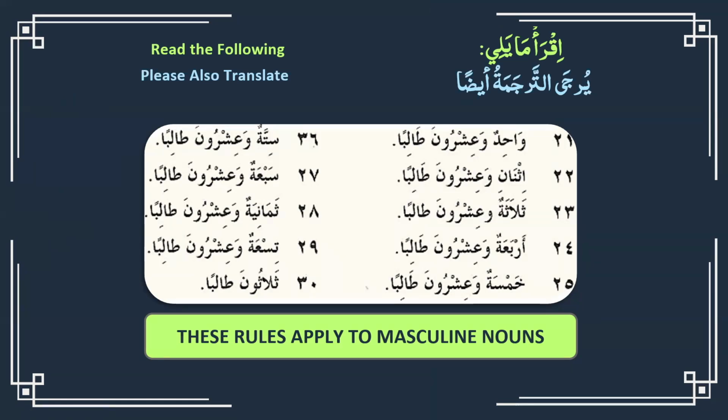It's nothing difficult. Wahidun wa Ishruna Taliban, 21 students. Is it male students or female students? A male student. Very good. Everything I think is written on the right side. Isnanu wa Ishruna Taliban, 22 students. Salasatun wa Ishruna Taliban, 23 students. Just read them because I want you to read it. Read the whole word because it will help you memorize it.